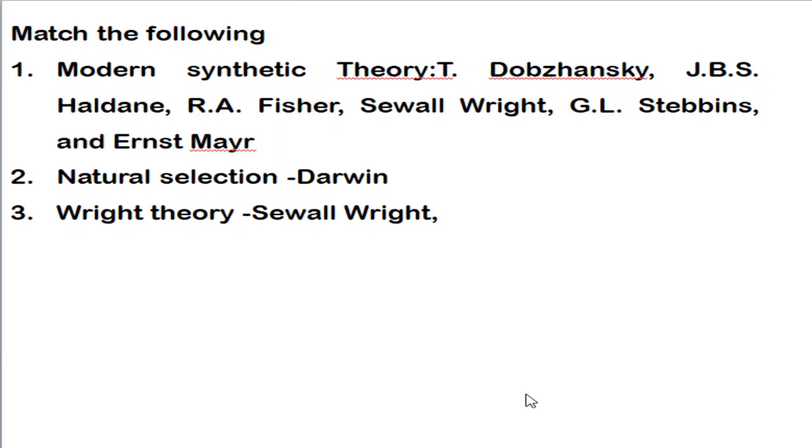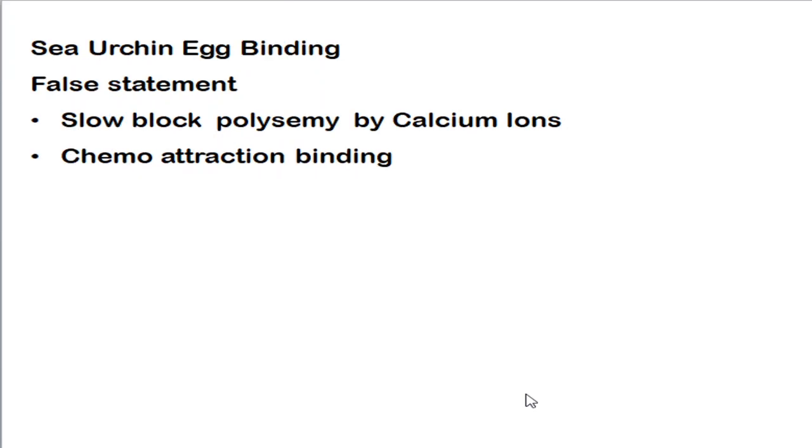Next, again, a match the following type of question. The modern synthetic theory was given by Dobzhansky, Haldane, Fisher, Sewall Wright, and Stebbins and Maynard Smith. Natural selection was given by Darwin, and the Wright theory was given by Sewall Wright.